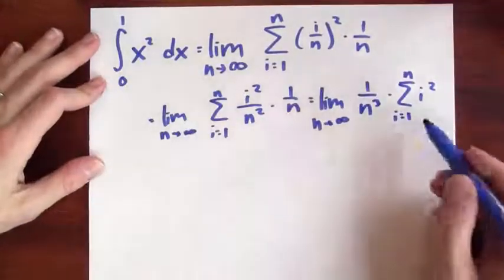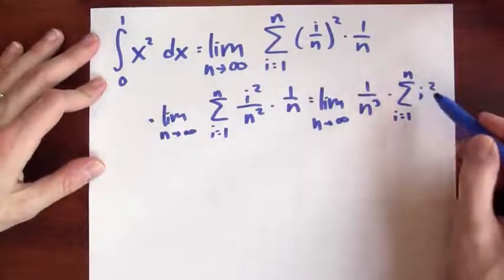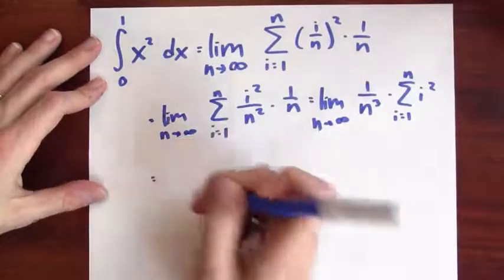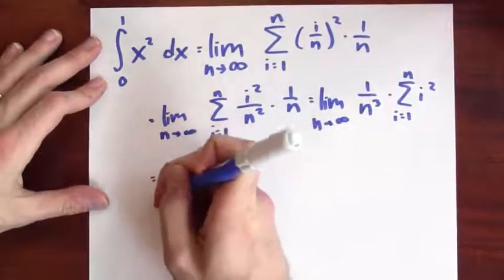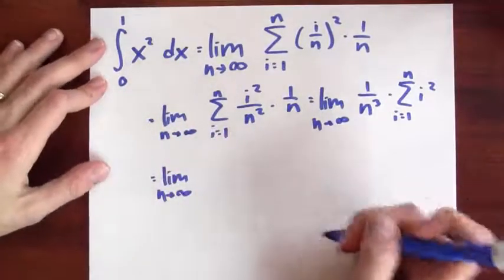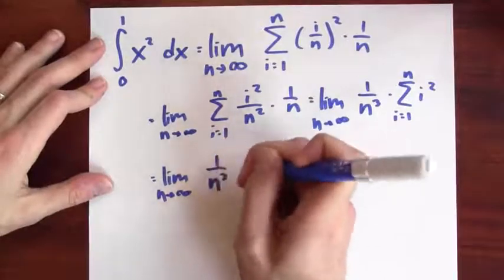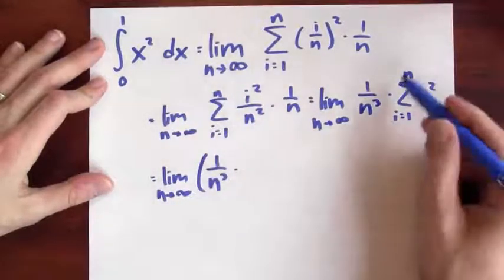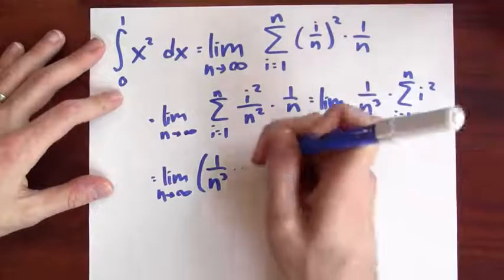Now we think back, I've got a formula for the sum of the first n perfect squares. That formula tells me that this is the limit as n goes to infinity of 1 over n cubed times, and what's the sum of the first n perfect squares?